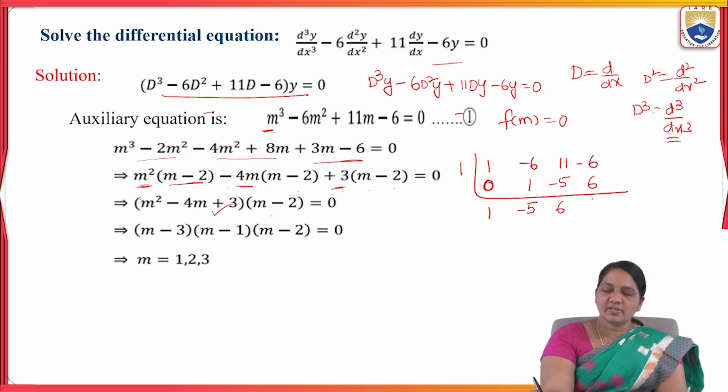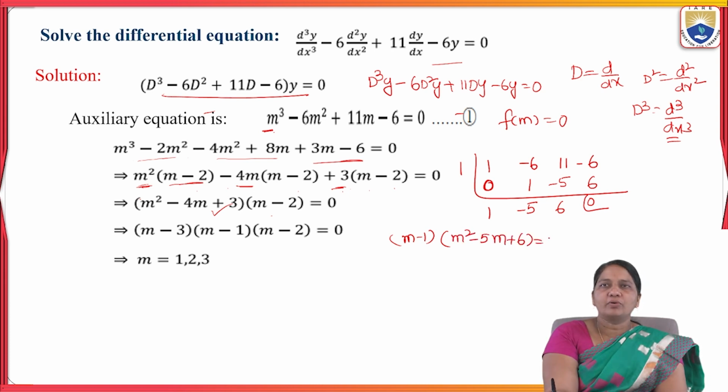Here minus 6 plus 6 is 0. So from this I can write m minus 1. Here this is a root. So m minus 1 into here m square quotient. So m square minus 5m plus 6 equal to 0.